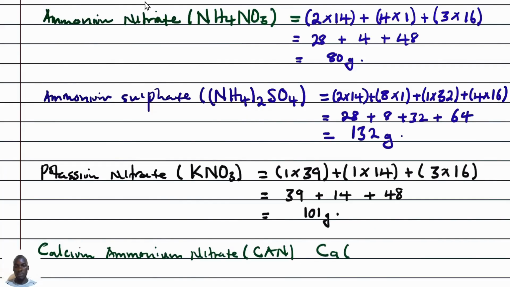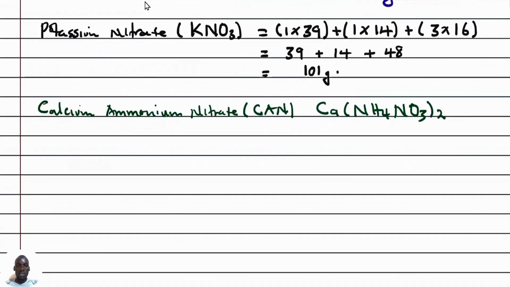We have the calcium and then the ammonium nitrate, but we have a 2 here. So this is the formula of that fertilizer compound. In here we are going to calculate its molecular mass. We can see that we have 1 atom of calcium multiplied by the RAM of calcium, which is 40, plus inside the brackets we have 2 atoms of nitrogen, but multiplied by 2 to give us 4 atoms of nitrogen total.